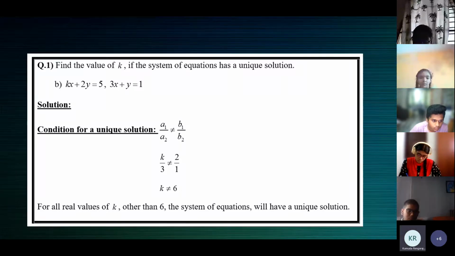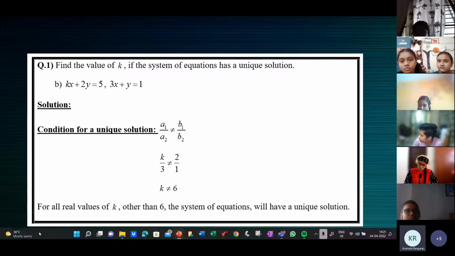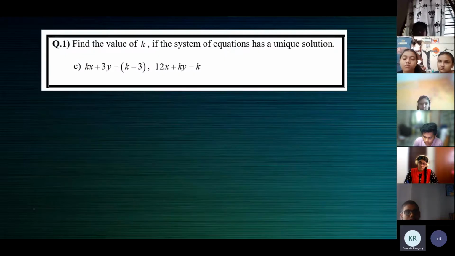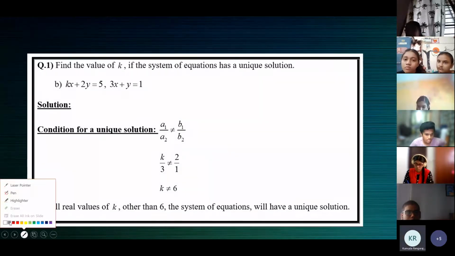Then you should substitute the values. So the working says K should not be 6. That means K can be anything else. So for all real values of K other than 6, the system of equations will have a unique solution. You can check it also. Don't take 6. You can choose any other value.